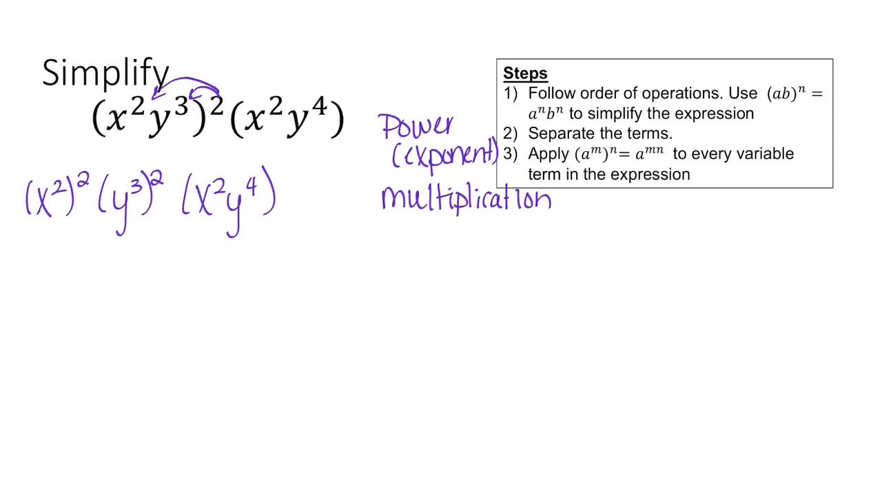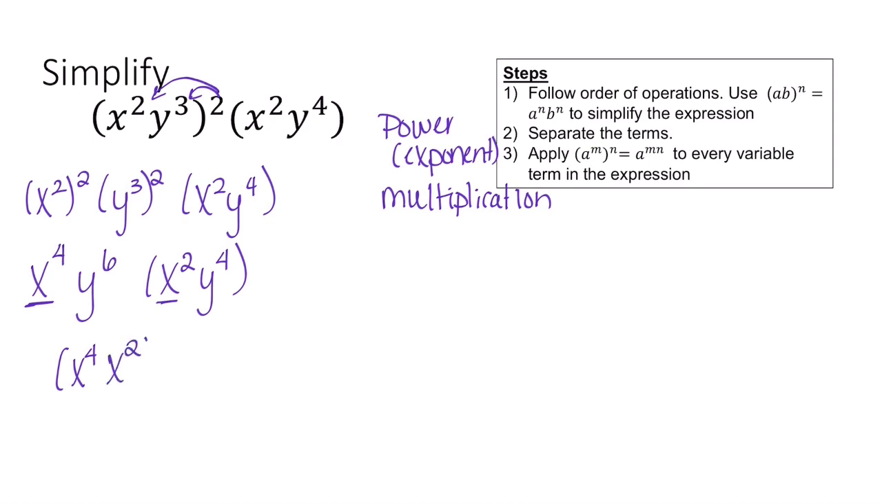So x squared squared, once again, I use that product of powers property. So that gives me x to the 2 times 2, which is 4. And I have y to the 3 times 2, which is y to the 6th. And then I have this term, x squared y to the fourth, that I left alone. So now that I took care of the exponent, now I can do the multiplication. When I multiply, remember, I'm going to separate the variables. So I'm going to have the x to the fourth times x squared, and then I have y to the 6th times y to the 4th.